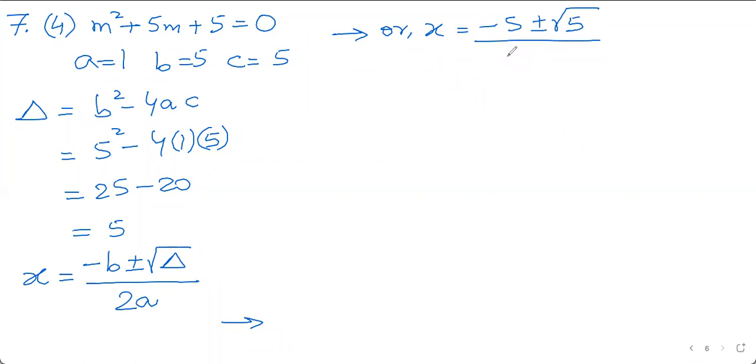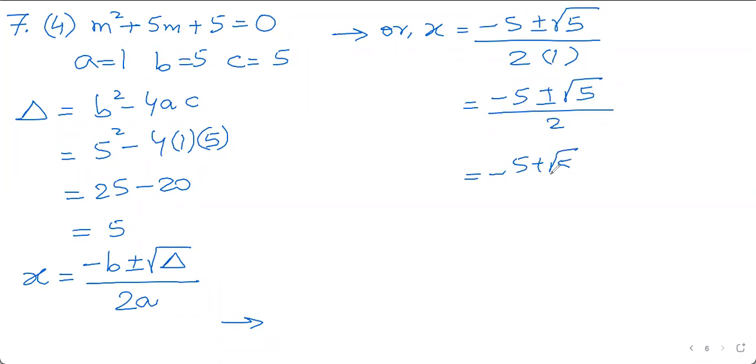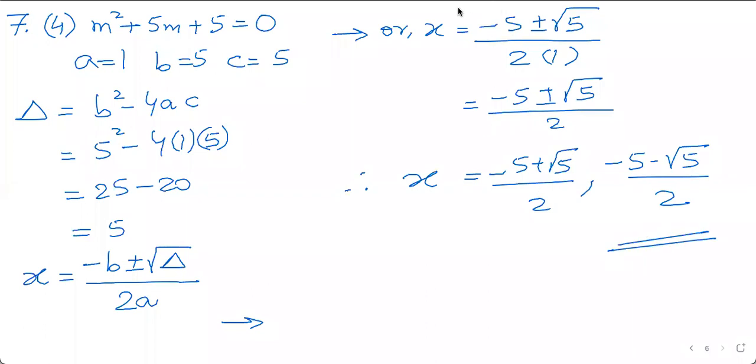Aman, Anushka, be careful about your fraction, by 2 into 1, which is equal to minus 5 plus or minus square root of 5 by 2, which is equal to minus 5 plus root 5 by 2 and minus 5 minus root 5 by 2. To make it best looking, we can say therefore x equals to this, and we have our answer. We actually have our answer.